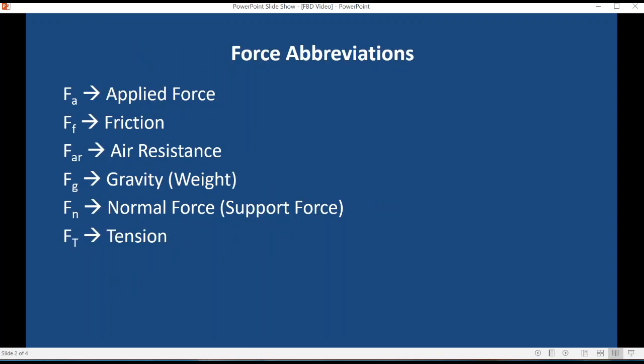When we draw our free body diagrams, we're going to use some force abbreviations. So I've got a few of them listed here for applied force, frictional force, air resistance, gravity, which is just your weight, the normal force, which as you recall is also called the support force, and tension. This is not a complete list. This is just the way that I write them down, so when you see the examples, you'll know which forces I'm referring to. So I'm going to put on the screen next a couple of different practice problems that we'll do for free body diagrams, and then I'll walk you through how to do them.